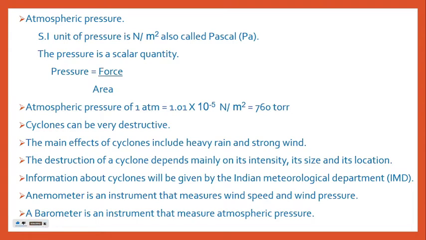The main effects of cyclones include heavy rain and strong wind. The main effects of cyclones are that they cause heavy rain and strong winds. These are the main effects of cyclones.